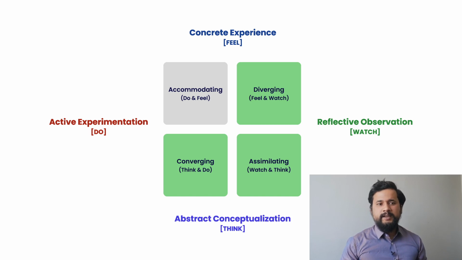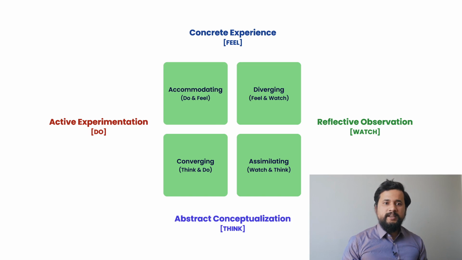The fourth style is accommodator. Accommodators prefer to learn by doing and feeling. They like to take risks and try out new approaches and may be less interested in planning or analyzing the information. They tend to be hands-on and practical and may enjoy careers in sales, marketing, and entrepreneurship.